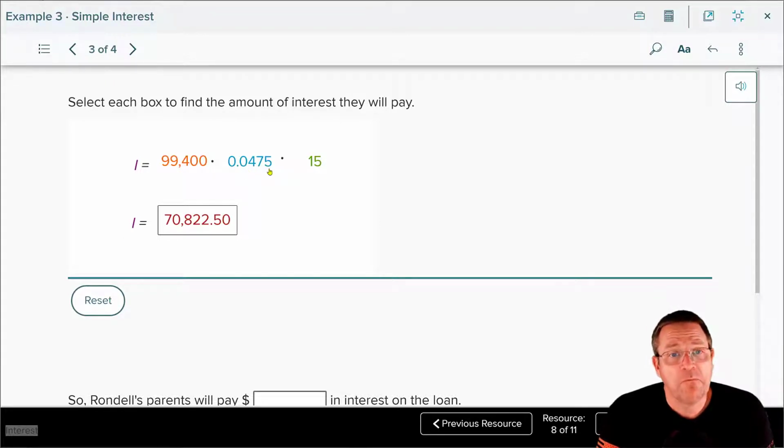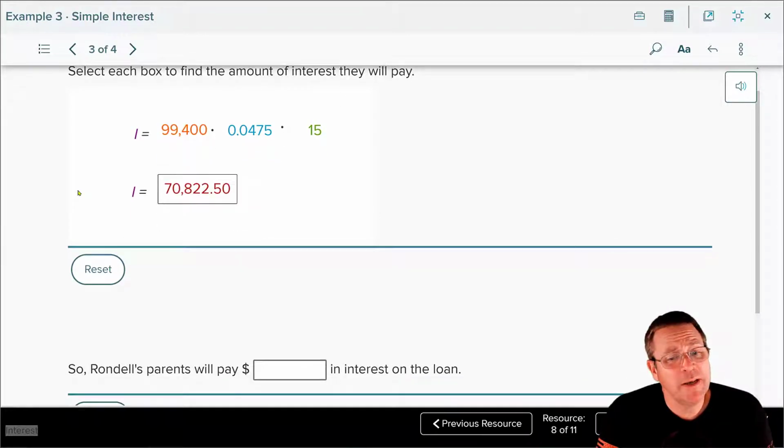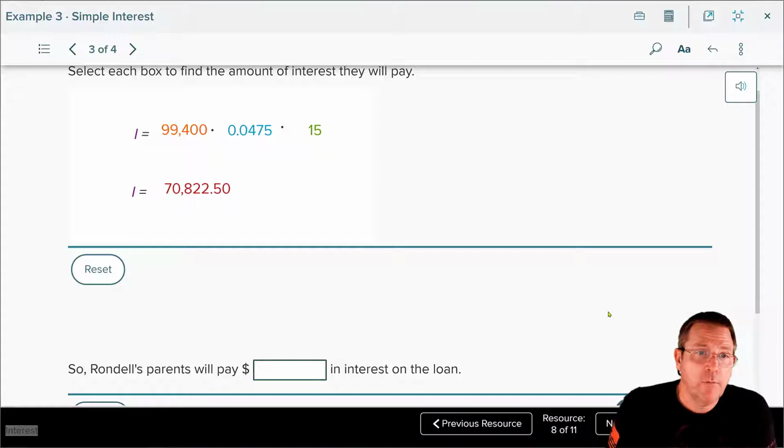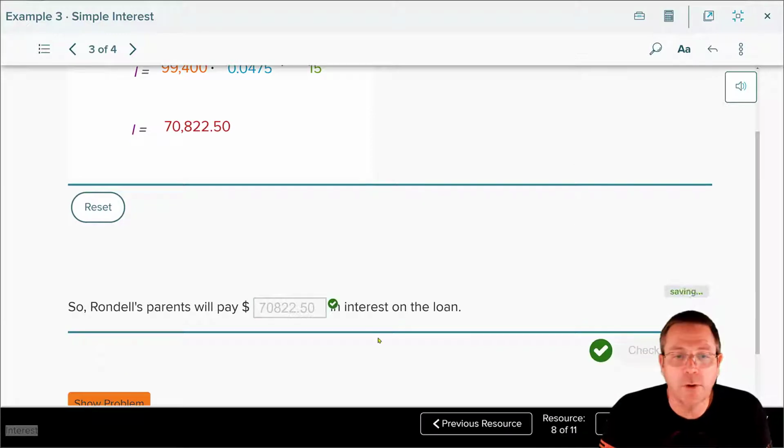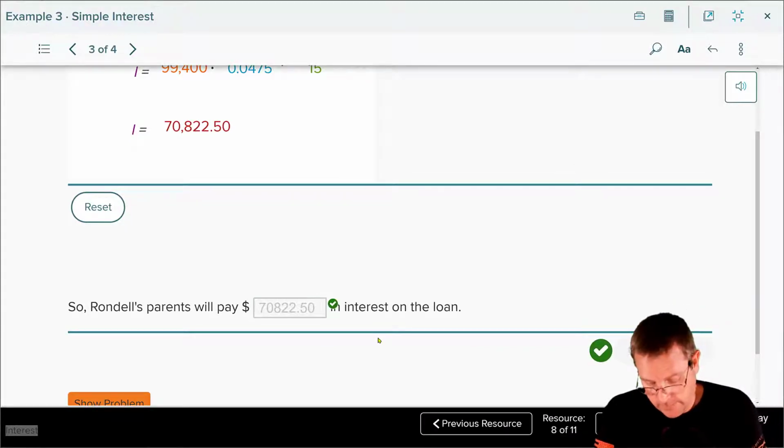Okay, and 4.75%, that's really not a bad interest rate. It's really not terrible. So you might want to keep in mind, when you borrow money, you're paying an awful lot of money for the privilege of using that. So they will pay how much interest? $70,822.50 interest on the loan, and the answer checks. That's a brutal chunk of money.